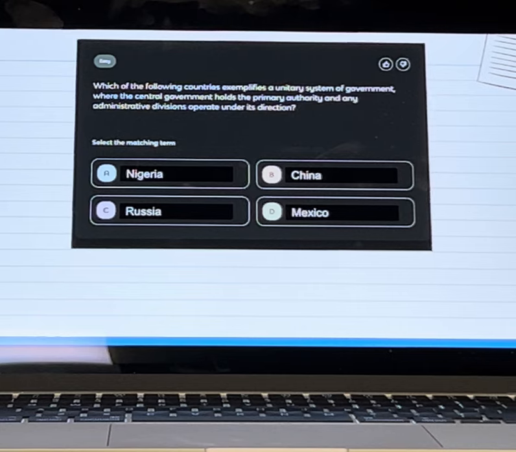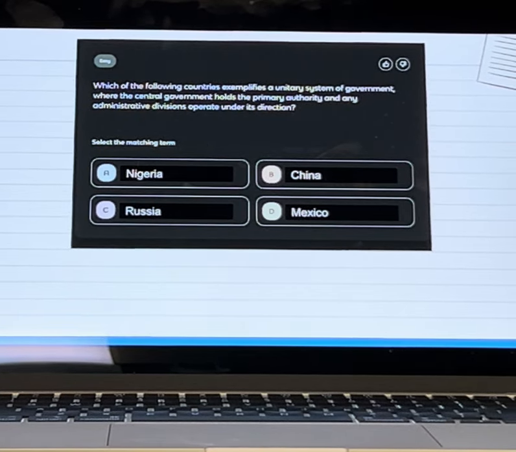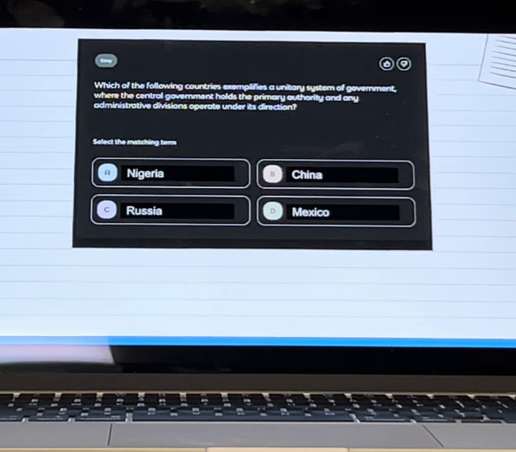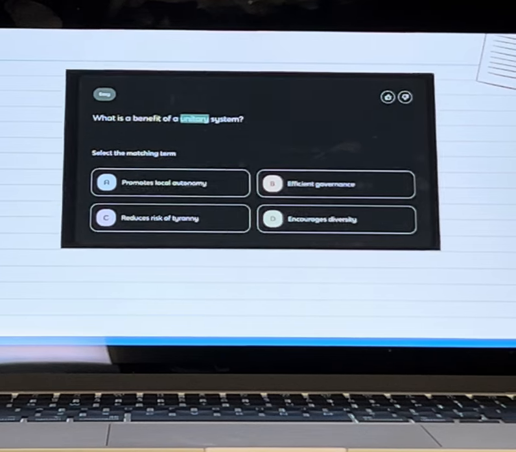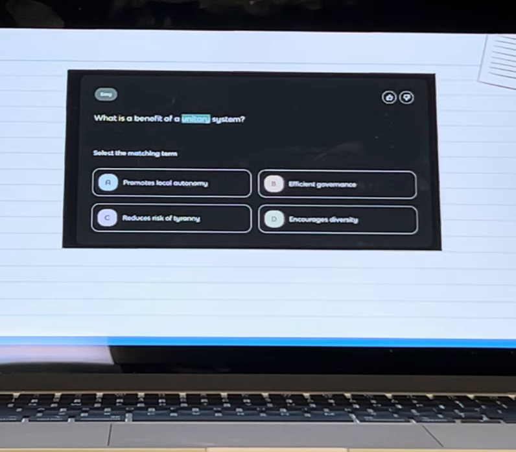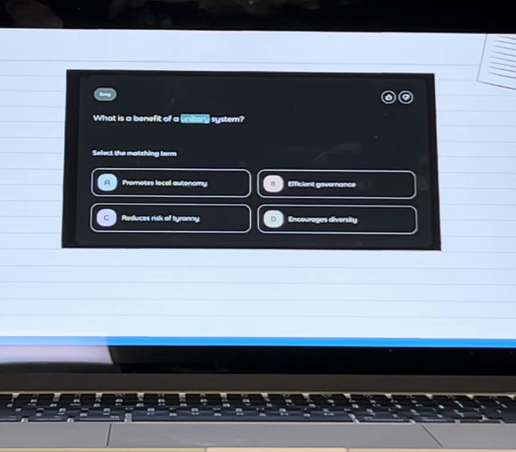Is it Nigeria? No, Nigeria is not unitary. Okay, well, I'm kind of embarrassed you guys didn't get this that quick. Sorry, it's China. Those three are federal systems. What is the benefit of a unitary system? It's efficient governance. Yay.